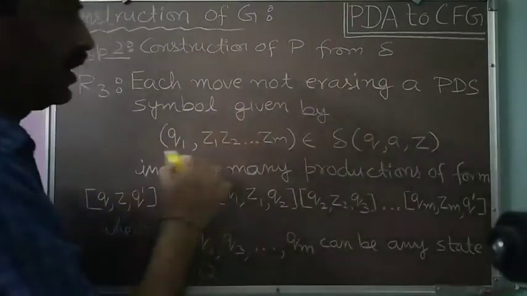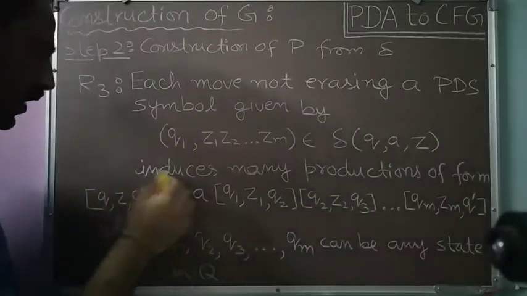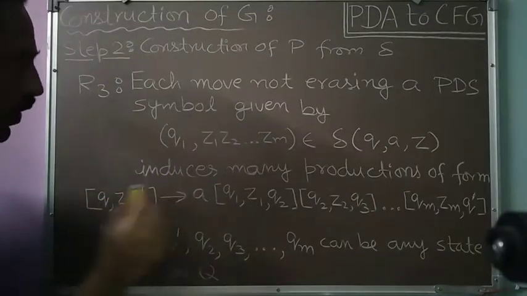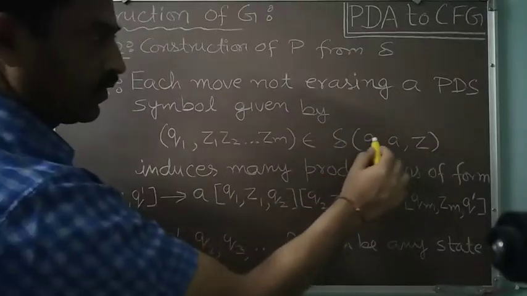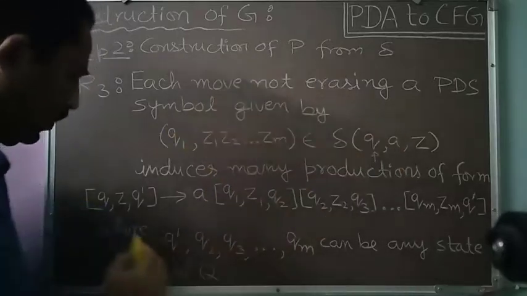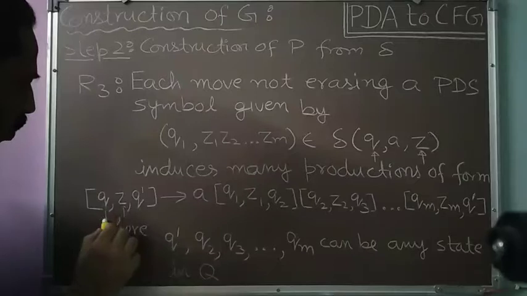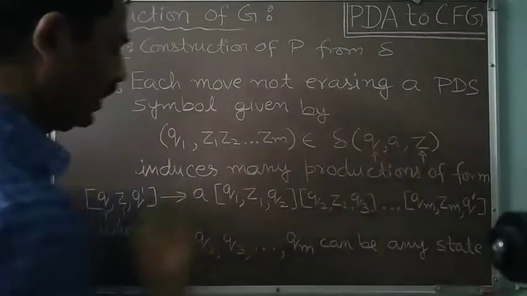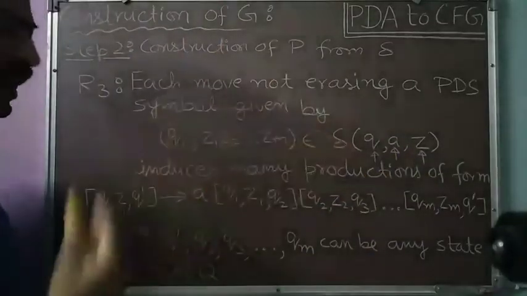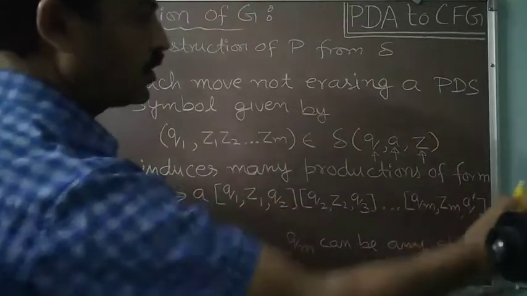Once we have identified that it is a non-erasing move, and suppose such a move it is, then it will induce [q z q'], where q will come from here, that is the current state where we are in. Then z is the current pushdown store symbol. So these two quantities we have taken from here, and then this a will be the symbol over which we are taking the transition. So a will come here, and then there is a sequence of variables.